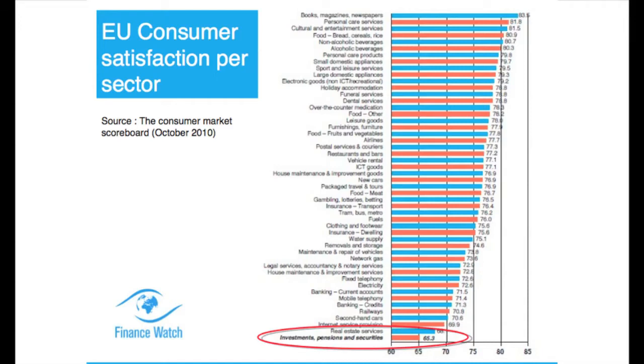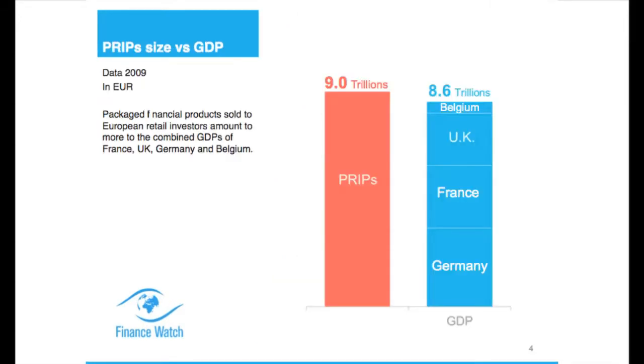And secondly, the second public interest dimension is political. The size of the European retail market is absolutely massive. In 2009, it was estimated only for packaged products to be around 9 trillion euros. And to put that figure in perspective, that is the combined GDP of France, Germany, the UK, and Belgium.